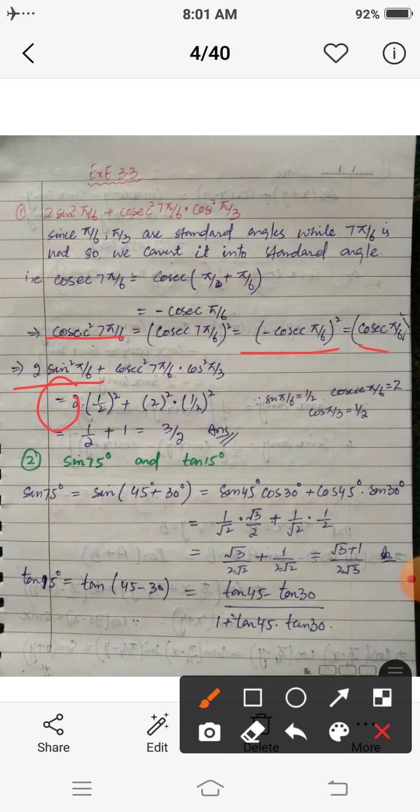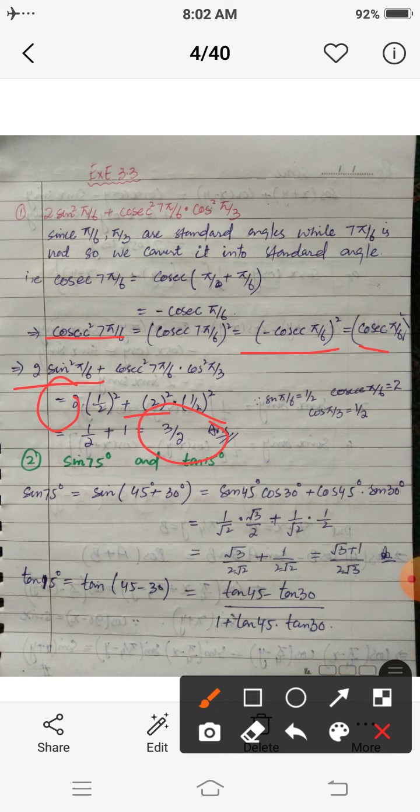Now sin π/6 is 1/2, so sin² π/6 is simply (1/2)². Cosec 7π/6 squared is cosec² π/6, so it is 2², because cosec π/6 is 2. Similarly, cos π/3 is 1/2, so cos² π/3 is (1/2)². Hence its value after simplifying this is 3/2.